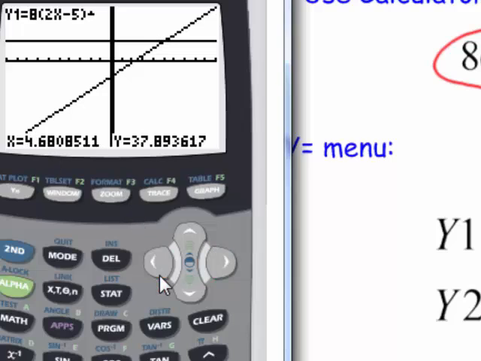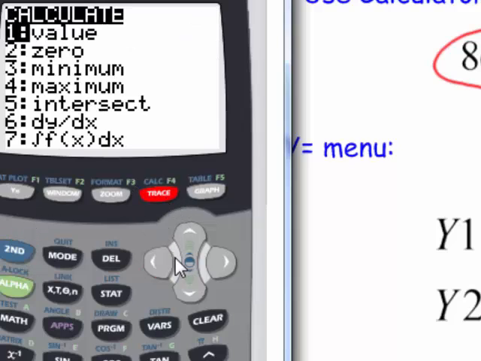Well, there's an actual way to find the point of intersection. I'm going to show you that as well, even though we haven't got into this yet. But you have these calc options for your graphs. So I'm going to hit second calc. And I want to find that point of intersection. So I'm going to hit enter.